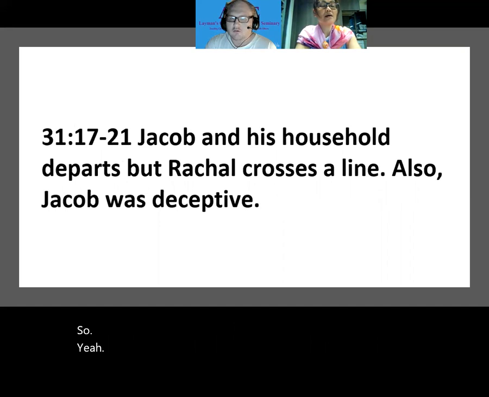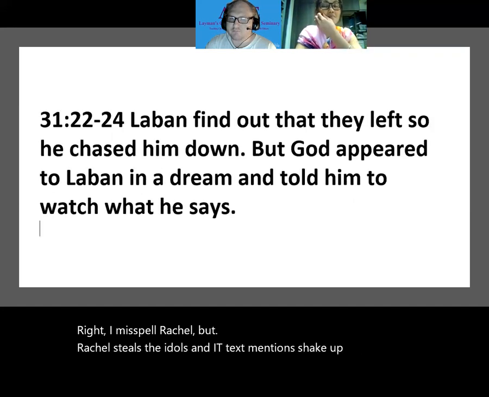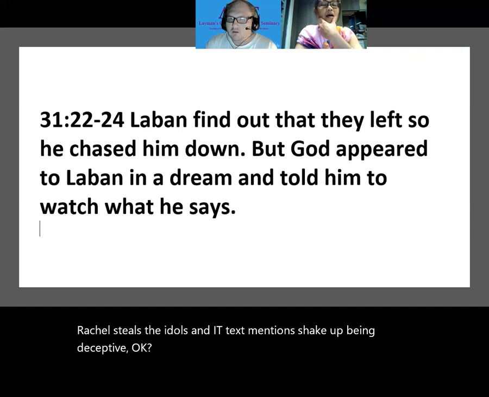Then Jacob and his household depart, but Rachel crosses a line. Also, Jacob was deceptive. I misspelled Rachel, but yeah. Rachel steals the idols, and the text mentions Jacob being deceptive.